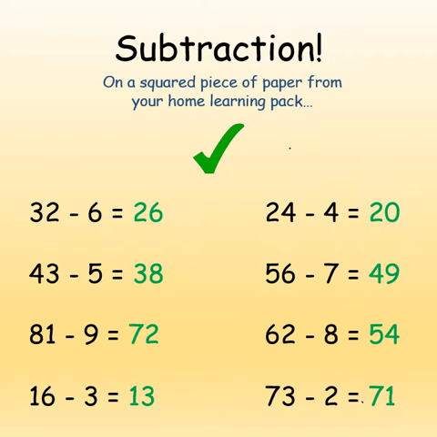Okay, the next one, 81 subtract 9. What's 81 subtract 9? Well done, it's 72. So if you put 72, give yourself a tiny tick. Well done. Okay, 16 subtract 3. What's 16 subtract 3? Super, you're right, it's 13. Well done.